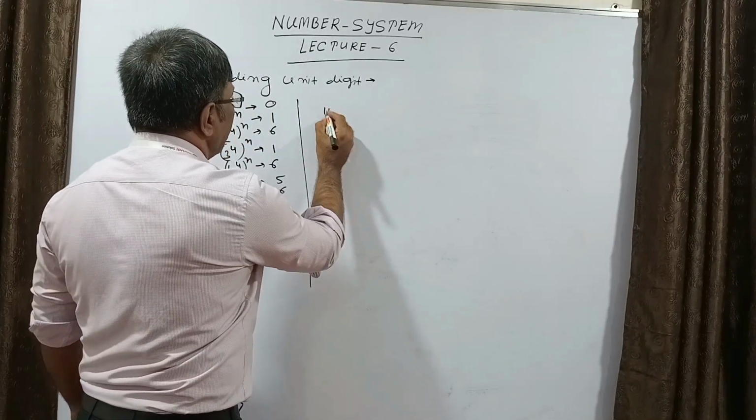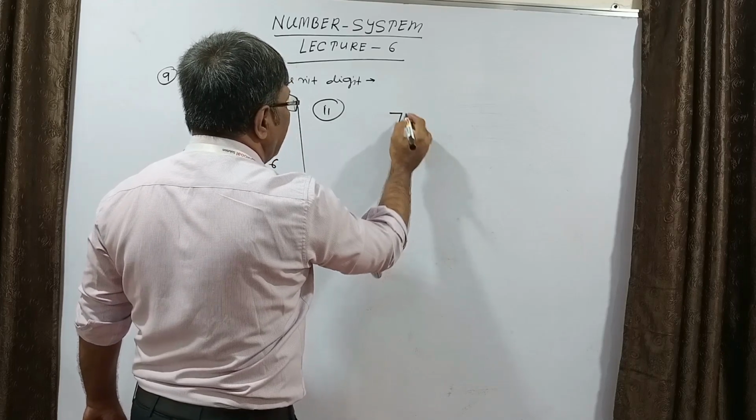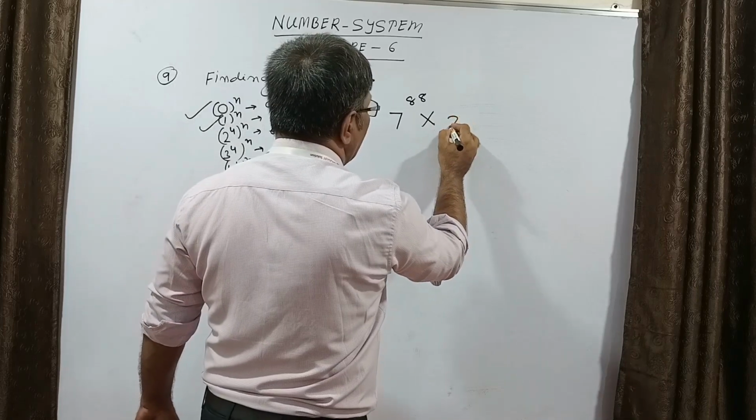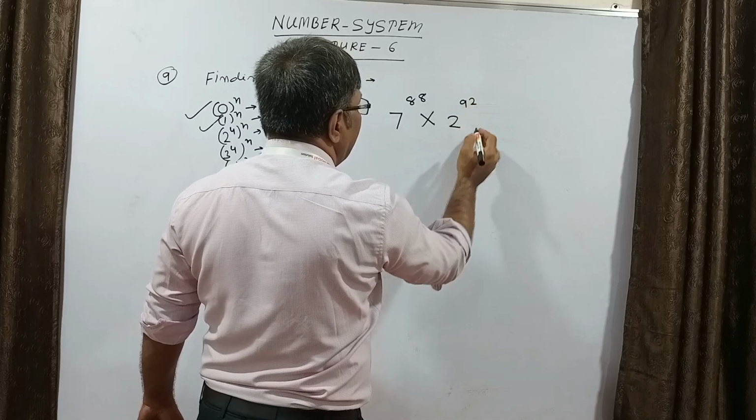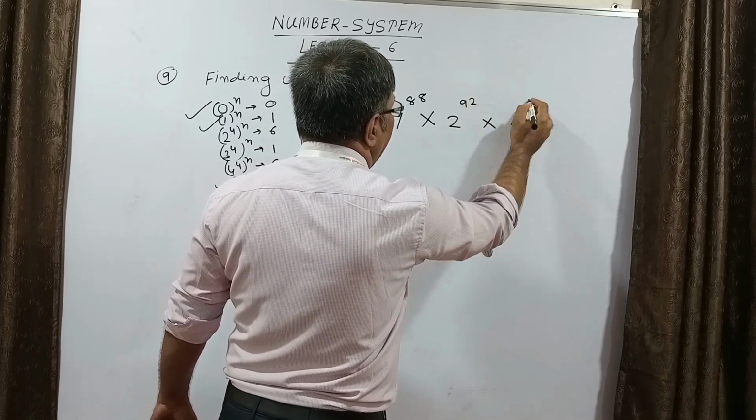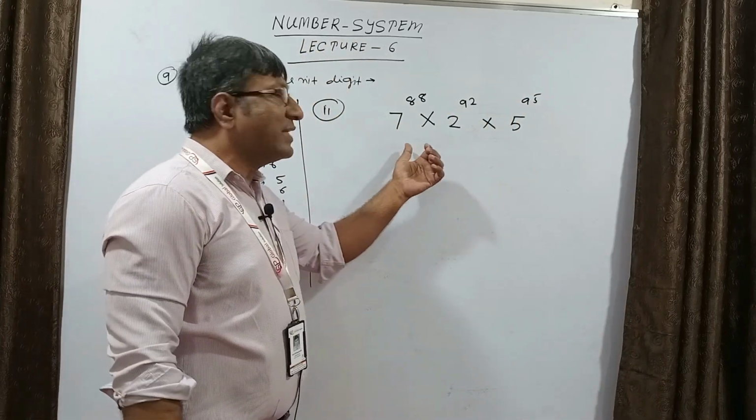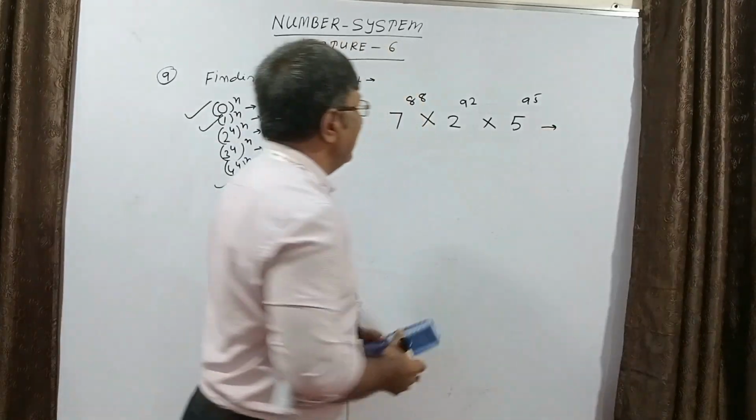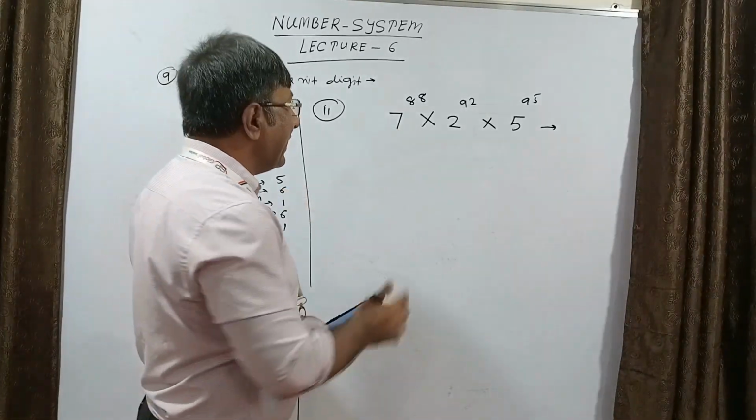See, suppose this is 7. Another example: 7 to the power 88, and 2 to the power 92, and 5 to the power 95. Okay, we have to find what our unit digit is. So again you know that this is 7. So this is not 0, 1, 5, 6. So it will change. So what is the technique?